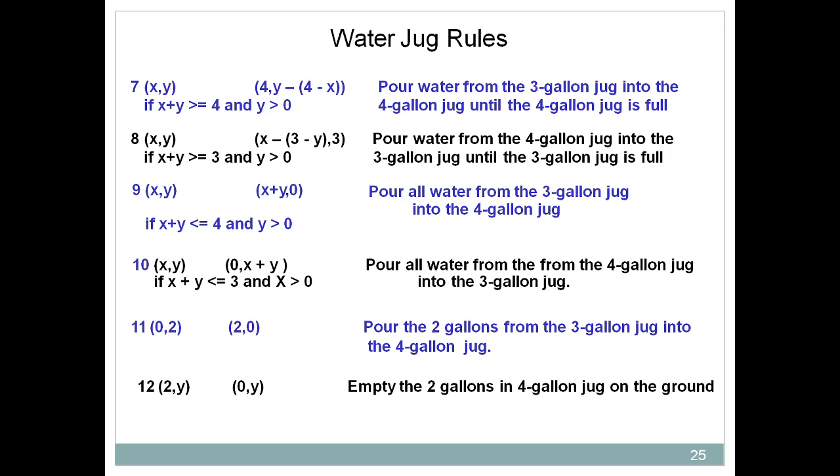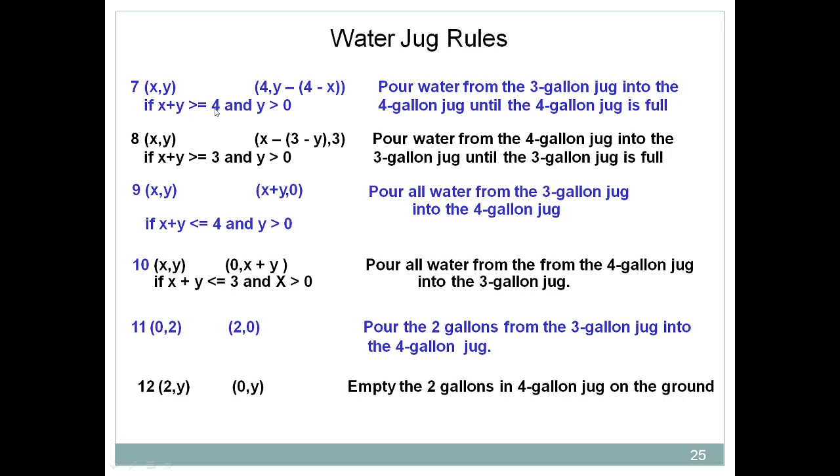So obviously, in the case of the 4 gallon jug, I will add that water, and I will subtract it from y, the water that I have transferred from the 3 gallon jug to the 4 gallon jug. In this way I have formulated the rule. Again, the condition here is what? x plus y should be greater than or equal to 4.